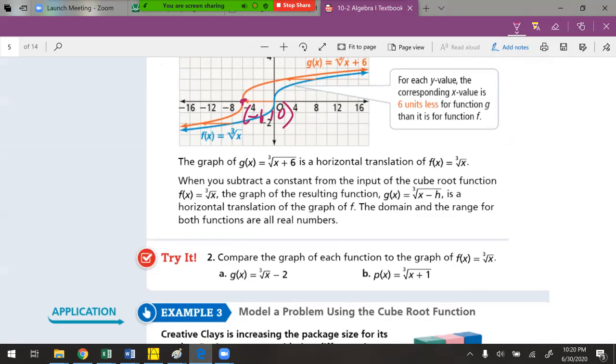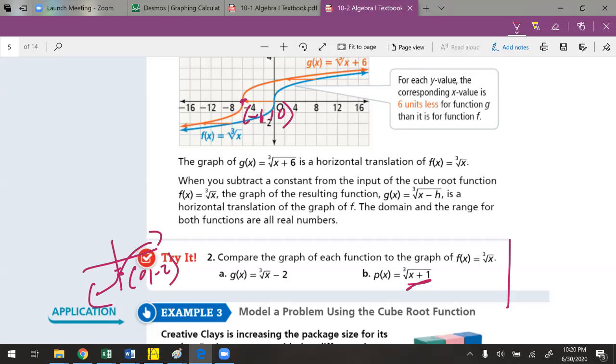This one here, how does it compare? We move it down 2, and we draw the same squiggly line, just like that. And the important point is 0, negative 2. This one right here, we move it left 1, just like that. The important point is negative 1, comma 0.